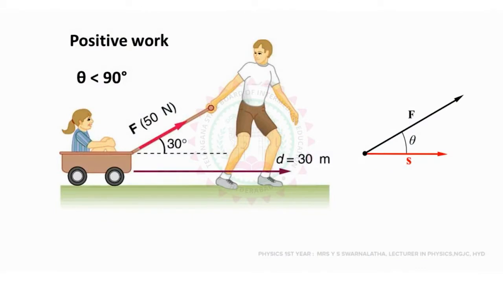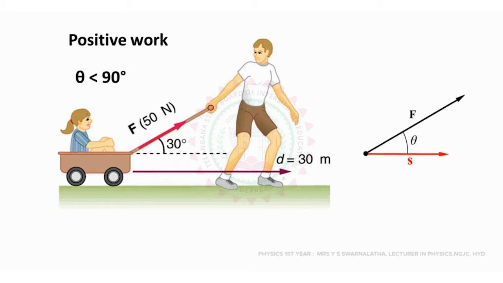Now look at this picture. Here force is not in the direction of displacement. So the man is pulling the cart with a force of 50 newtons. And the displacement here is 30 meters. And the angle between displacement and force is 30 degrees. Let it be 30 degrees. Now, what will be the formula for work? Work is equal to F dot S. That means Fs cos theta. Here theta is 30 degrees.